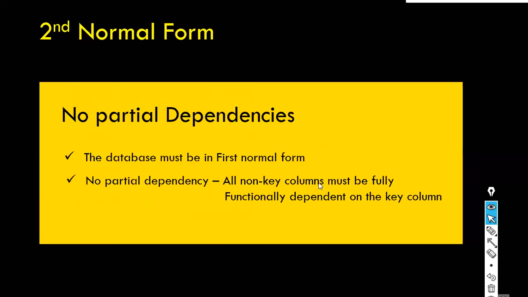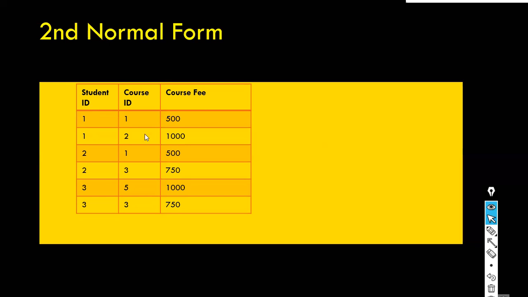Why? All non-key columns must be fully functionally dependent on the key, which means there should not be any partial dependency. Look here, student ID, course ID. This student has taken course ID 1, and the same student has taken course ID 2. So these two columns form a composite key, and the combination of these two should be a unique value. For example, student ID 1 has taken course 1. The same student can take more than one course, so in this case he has taken 2 courses. Hence, student ID 1 took course ID 1. Please remember this: the combination of these two should be unique.